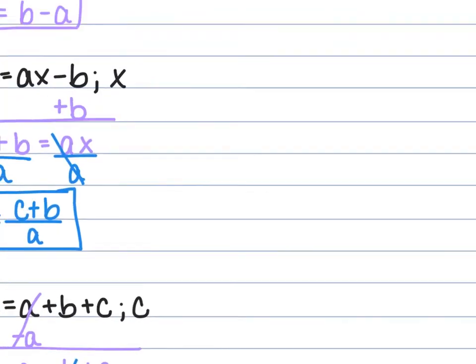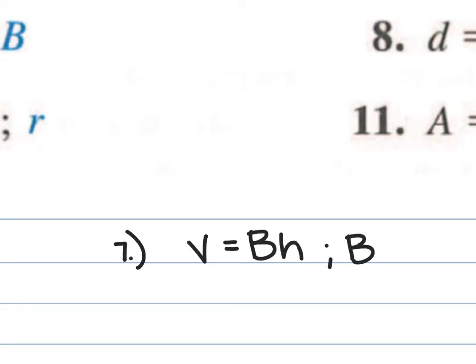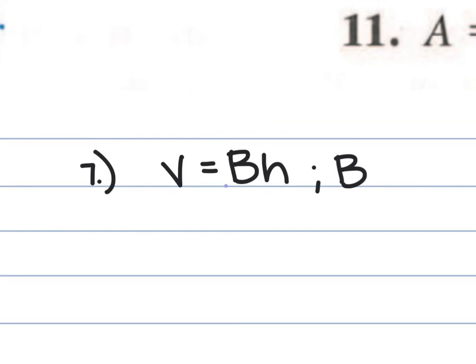I'm just going to move back up here so that way I have a little bit more room. So for 7, they give us v is equal to b times h, and we're getting b by itself. So again, that b is being multiplied by h, so we're going to divide each side by h and get that b is equal to v divided by h.